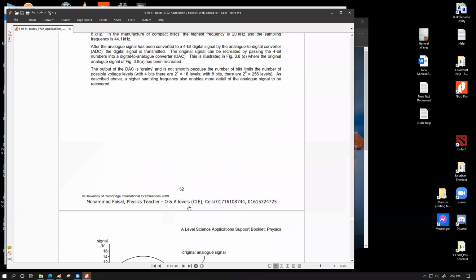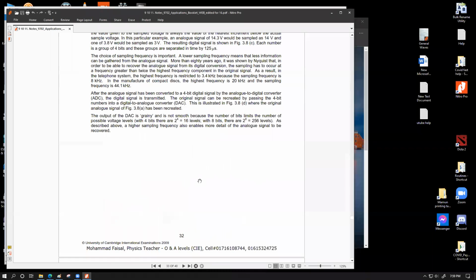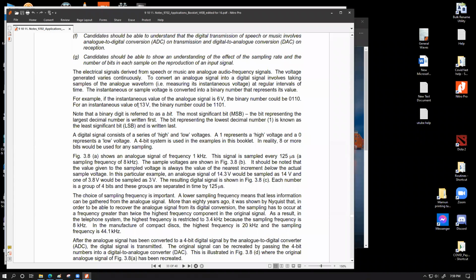This whole page basically discusses what happens over here, which I discussed a bit in the last class, and starting from today's class. So let's go through these paragraphs and try to make sense of them. I'm going to read so you can tag along. The theoretical candidate should be able to understand that the digital transmission of speech or music involves analog to digital conversion, ADC, on transmission, and digital to analog conversion on reception.